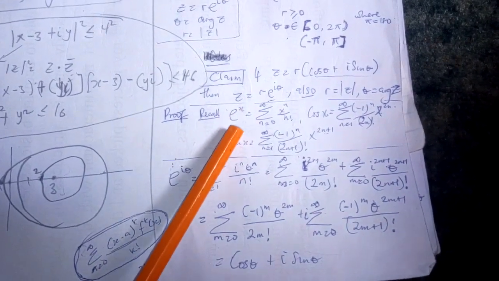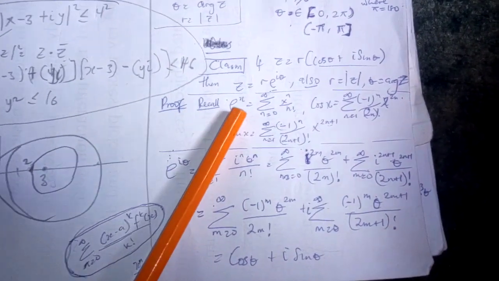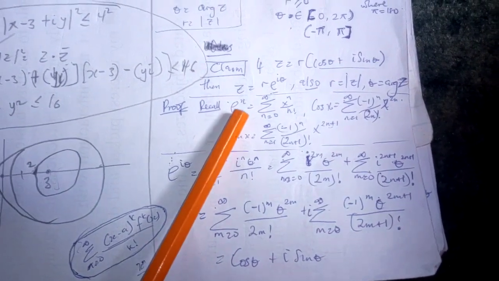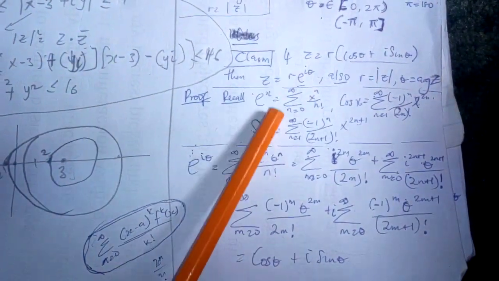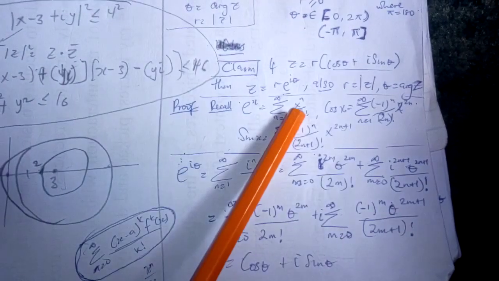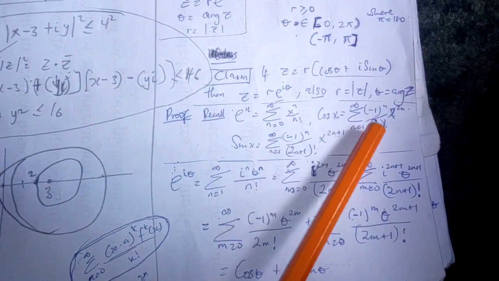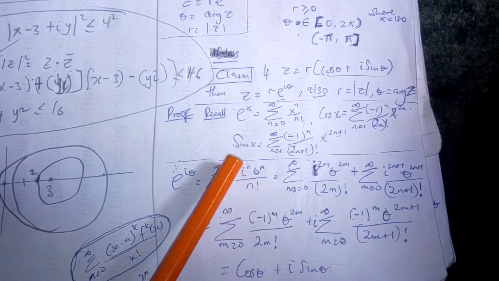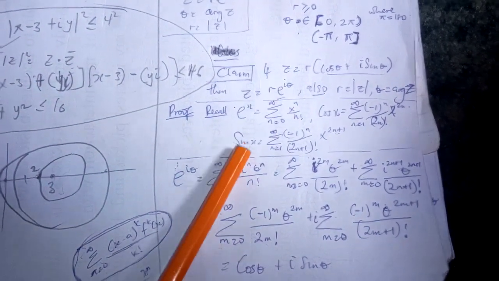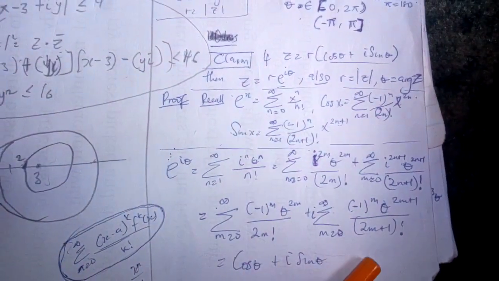e to the x, that's e raised to power x. Let's look at the Maclaurin series expression for e raised to power x. It is the summation, n starting from 0 to infinity, of x raised to power n over n factorial. And the expression for cos x is this. The expression for the Maclaurin series expansion for sine x is this. Do you get it now?